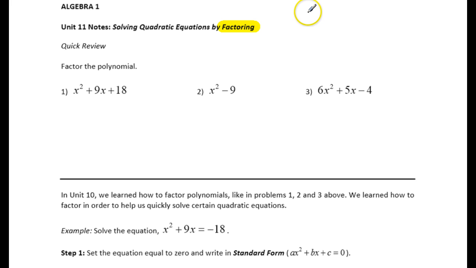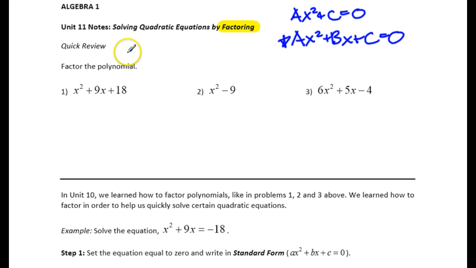What we learned last time was we solve it with perfect squares when your equation looks a little something like this. When you have the ax squared term and the constant but no middle term. So now, when you have the full quadratic equation, ax squared plus bx equals c, this is when you use the factoring. Okay? So let's do a quick review of how you did this last chapter, factoring the polynomials.